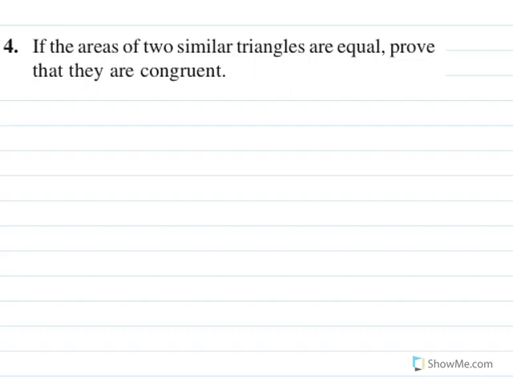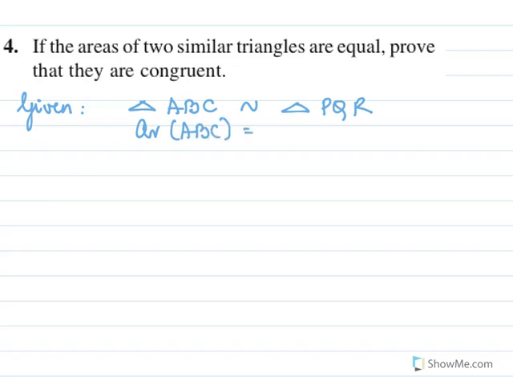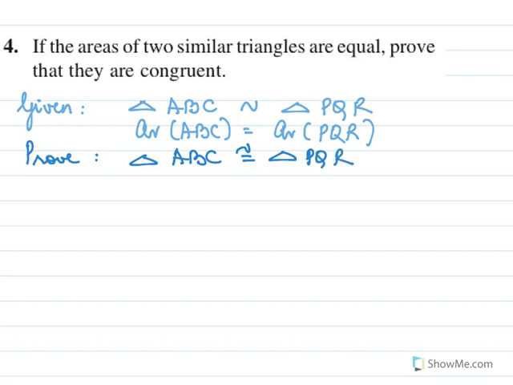If the areas of two similar triangles are equal, prove that they are congruent. So here we have two similar triangles. Given to us are two similar triangles, say triangle ABC similar to triangle PQR, and their areas are equal, which means area ABC equal to area PQR. We need to prove that triangle ABC is congruent to triangle PQR.